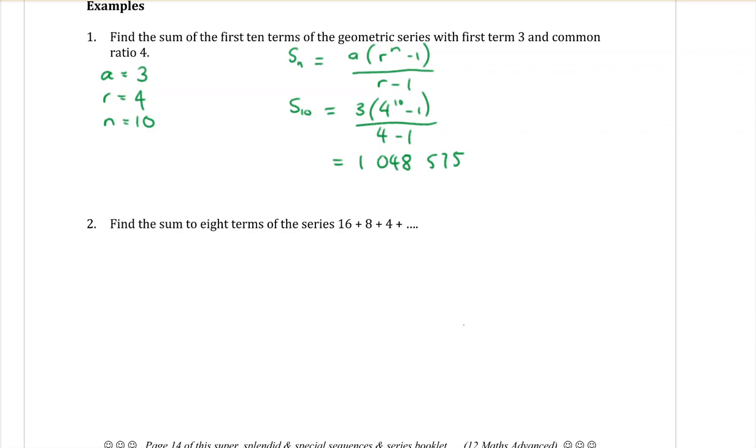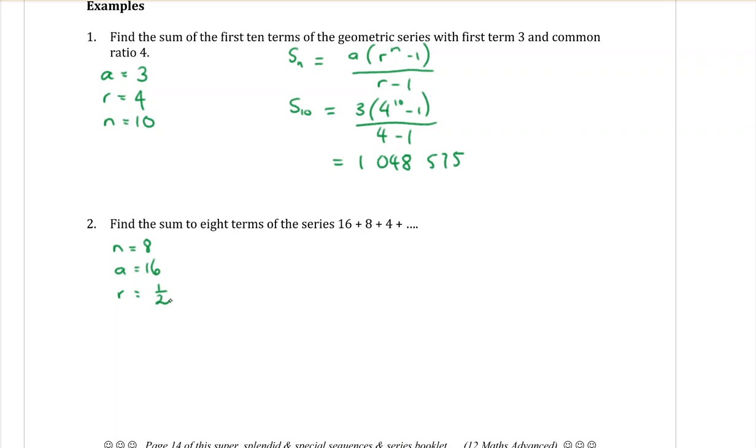Find the sum to 8 terms of the series 16, 8 and 4, and so on. So I want 8 terms, n is equal to 8. I know the first term is 16. And I need to know R, which I get from my series. Remember that you take the second term and divide it by the first term. So 8 divided by 16 is a half. So R is equal to a half, or 0.5.